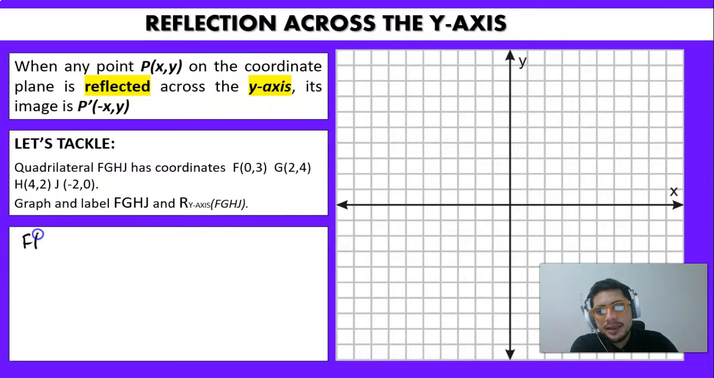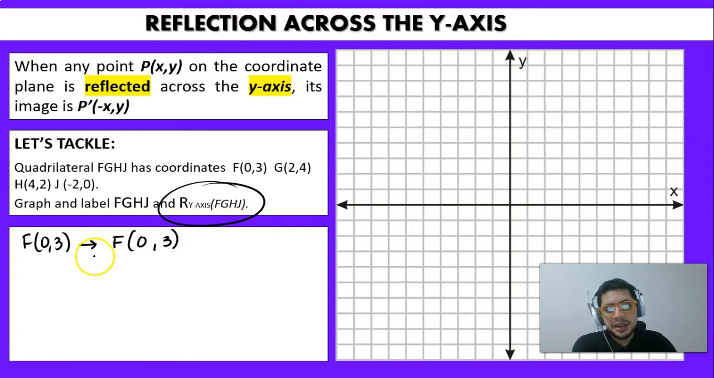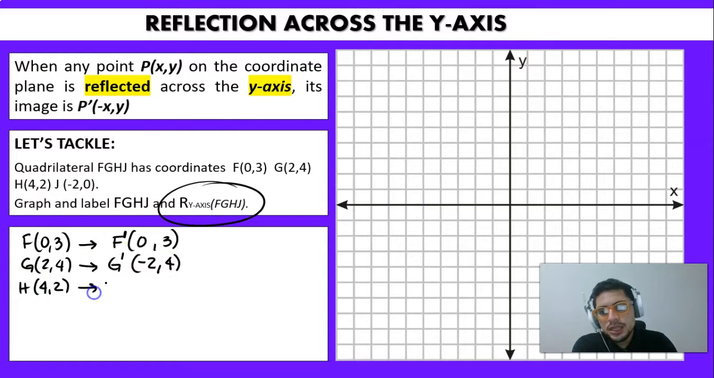So whenever we have F (0, 3), our reflection across the y-axis is going to be the opposite value of x, so in this case, the opposite value of 0 is still 0, and the same value of y, right? And we're going to call it F', with a tick mark. So G (2, 4) is going to have G' (-2, 4), right? So the image of H (4, 2) is going to be H' (-4, 2). And the image of J (-2, 0) is going to be J' (2, 0).